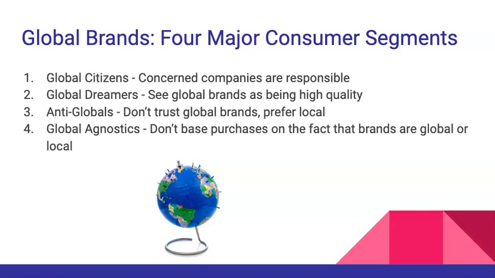When it comes to global brands, you can break consumers into different segments, thinking about consumers' relationships with goods that are available globally. So there are what we would call global citizens, and these are consumers who are concerned that companies are maintaining high ethical standards and responsibility. We have global dreamers who see brands that are global as being of high quality. Whether or not that's the case, that is just how the consumer perceives a global brand. We have anti-globals. Those are consumers who really prefer to buy locally. And then we have global agnostics. Those are consumers that don't base their purchase on the fact that brands are global or local. They're sort of impartial in that way too.